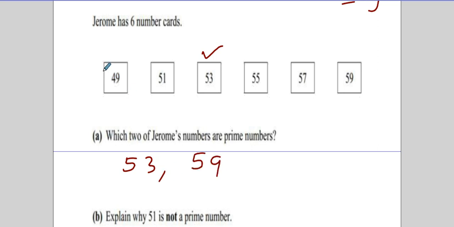Okay, 49 is not a prime number because it is divisible by 1, and also divisible by 7, and divisible by 49 itself. So 49 has more than 2 factors. In order for a number to be a prime number, it should have only 2 factors. 51 is not a prime number. Why? It has more than 2 factors. And 55 is not a prime number. 57 is also not a prime number. So we have 2 prime numbers, which are 53 and 59.